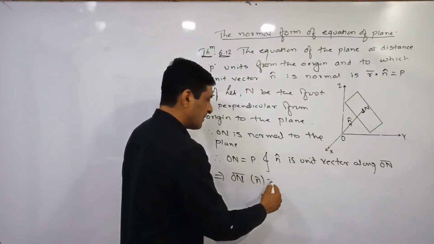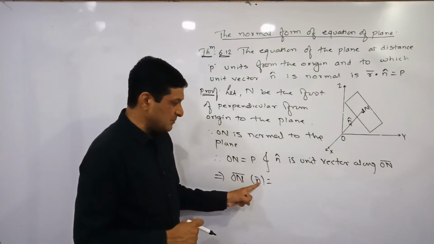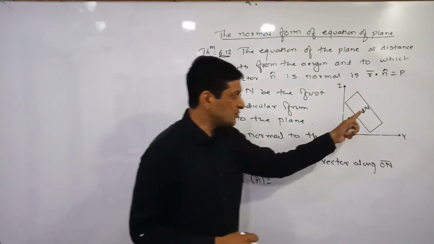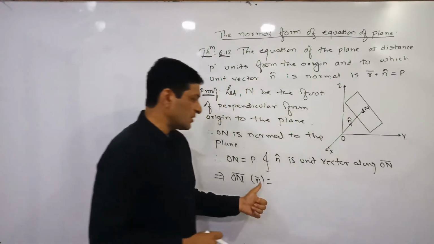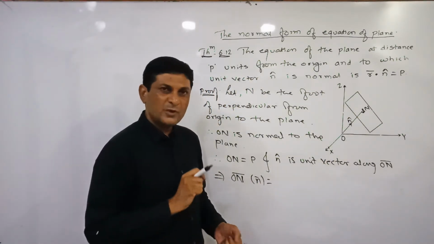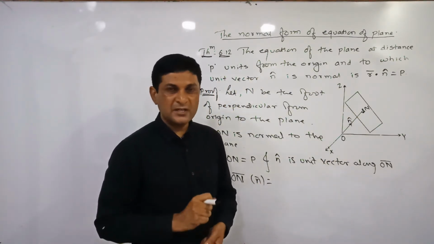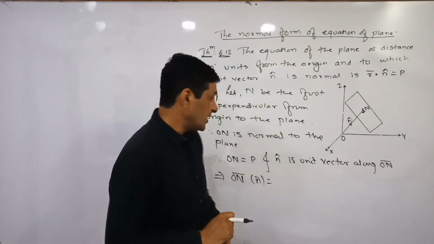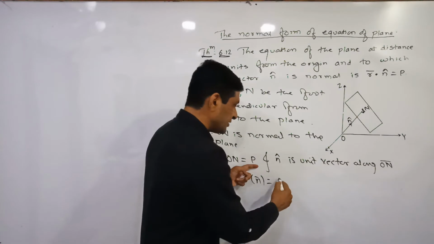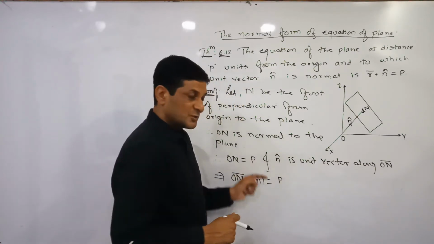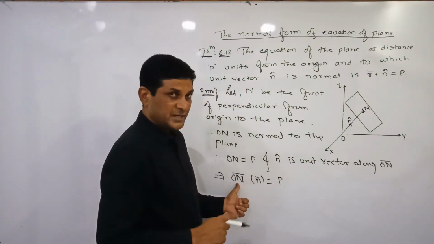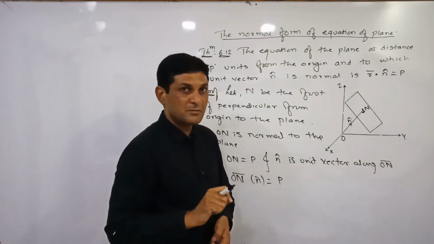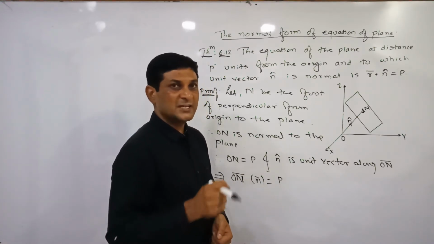by N bar. We are supposing that N bar is the position vector of point N with respect to O. So ON bar we are denoting by N bar. Now ON bar is a vector quantity, meaning it has magnitude and direction. Already we have written that its magnitude, meaning length, is equal to P. So this is a vector quantity, it has two things, magnitude and direction. First we have considered magnitude. Now we are considering its direction.